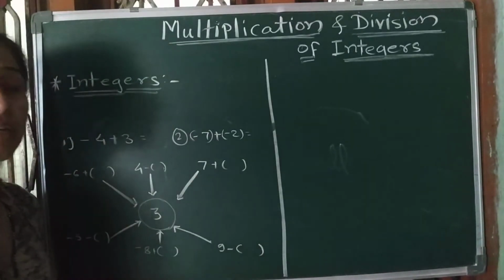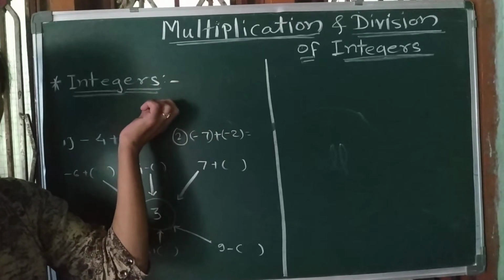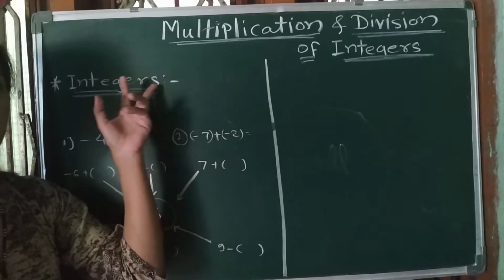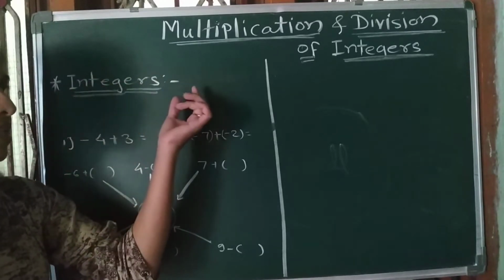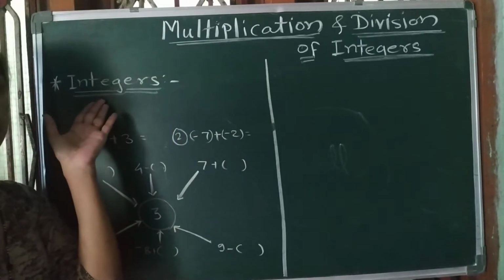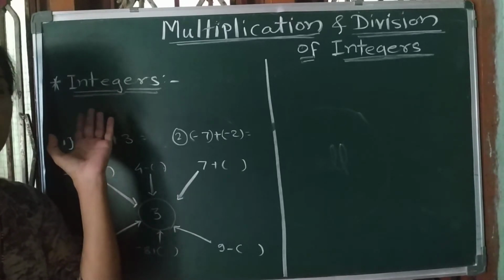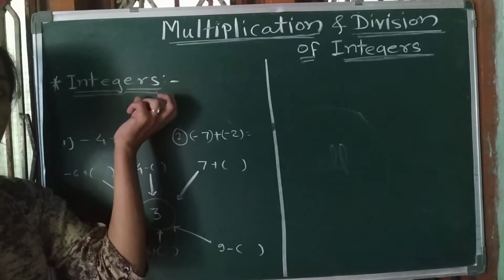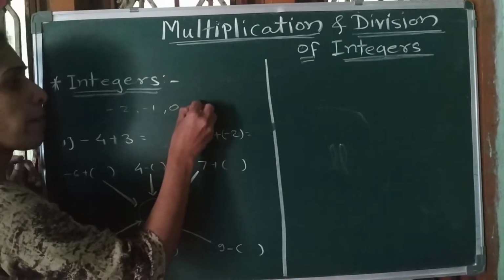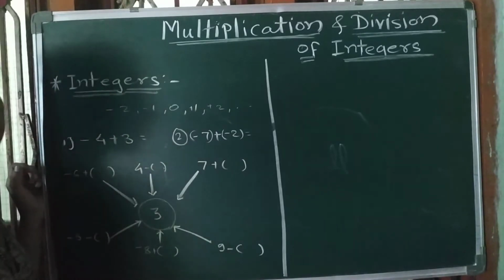What are integers? Integers are a collection of numbers. Here positive numbers, whole numbers and negative numbers are there. Means -1, -2, -3, and 0, 1, 2, 3, 4, 5, 6, 7, like that, are included in the integers. Integers are the numbers which include whole numbers, positive and negative numbers. Means ..., -2, -1, 0, 1, 2, like that. All are integers.